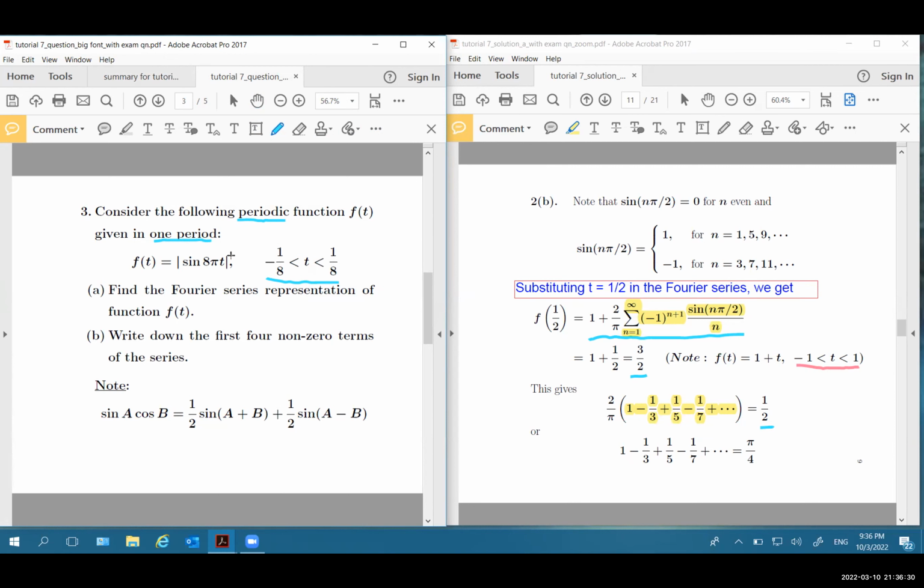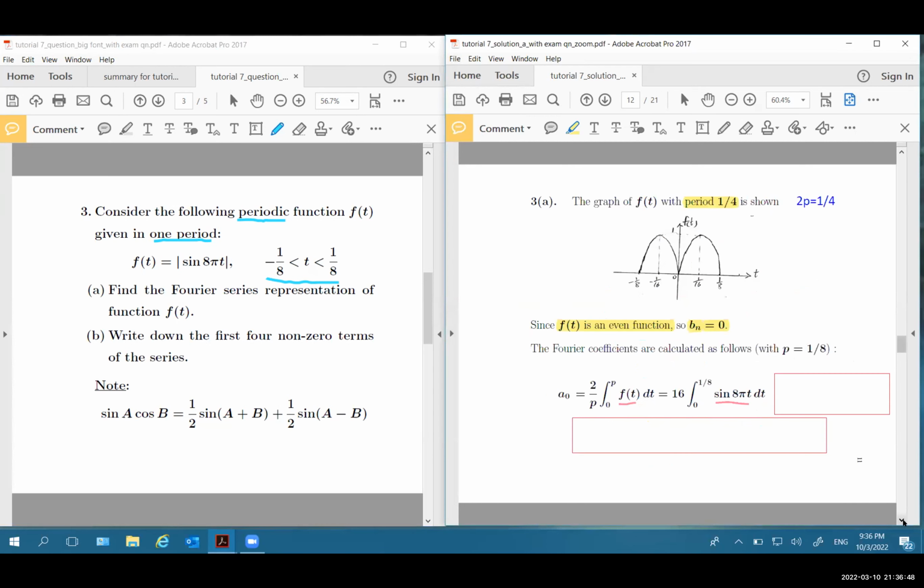Here it is taking the absolute value. You want to find the Fourier series, and for part B, if you can do part A, then part B you can also do: write down the first 4 non-zero terms. So let's sketch the function. Every time we do Fourier series, we sketch the function. This is one period, minus 1/8 to 1/8. I'm going to draw sine 8 pi t with absolute value. This is what it looks like.